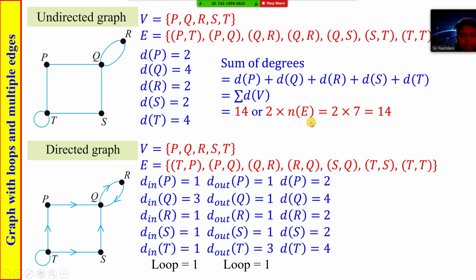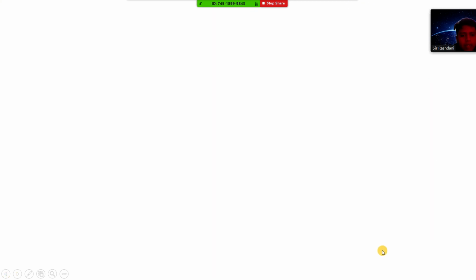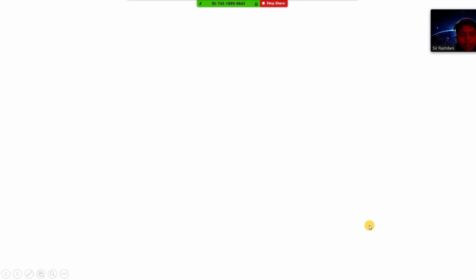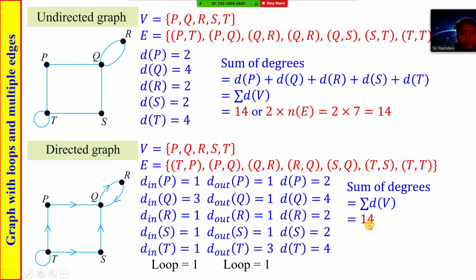And then for this, we use a formula in order to get the sum of degrees. We have the formula, right? 2 times the number of edges, which is we have 7 edges in here, so we just multiply by 2, we will get 14. And then for this one, we just sum up, so we will get 14 also. Okay, this is how we do it for undirected and directed graphs. Thank you.